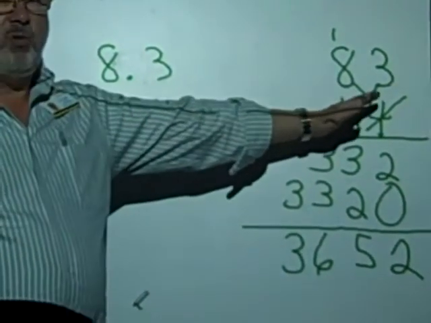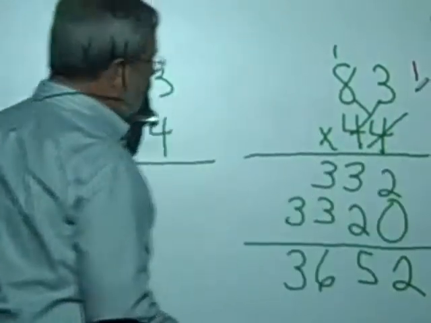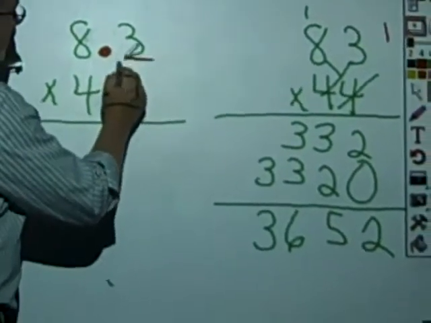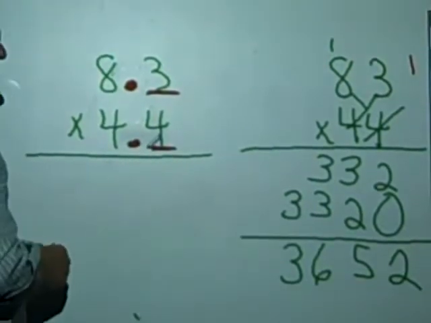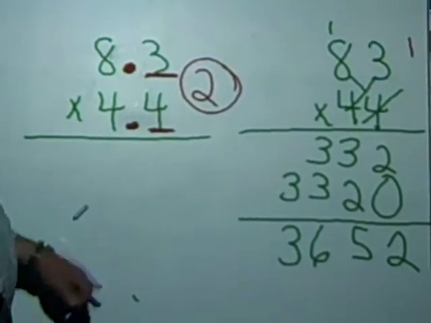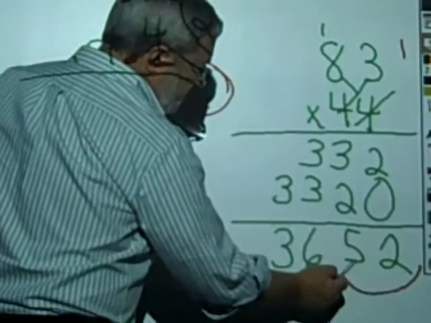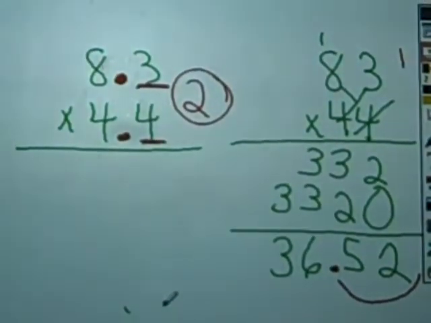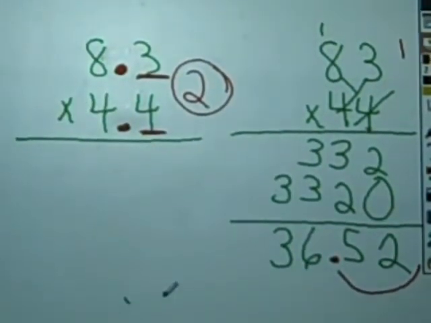I've got to determine now, though, what to do with my decimals. How many decimal places am I going to be dealing with? Well, let's go back over here and look again. Here's my decimal. I've got 1 digit behind it. Here's my decimal. I've got one digit behind it. Total of two places in my entire problem. So I have to start at the very back, come back two places, and it goes right here. 36.52 is what you've got here. Alright?